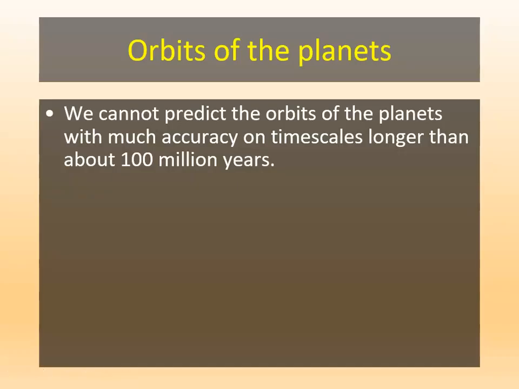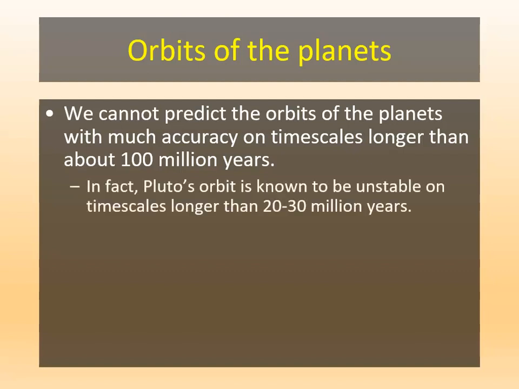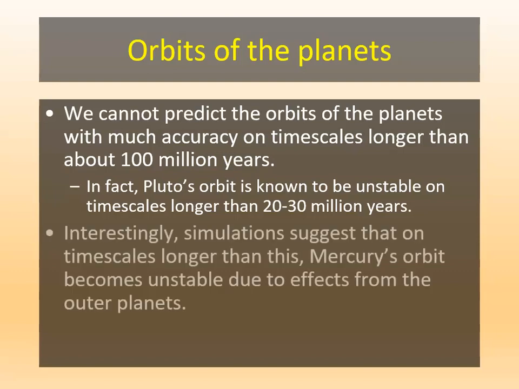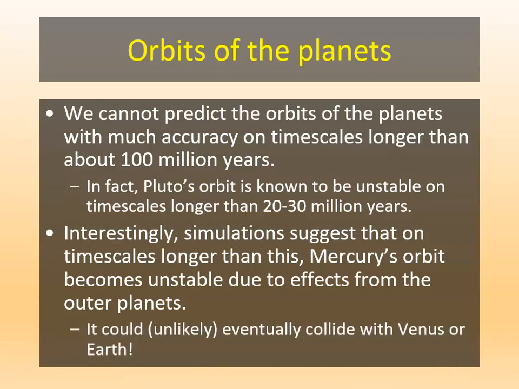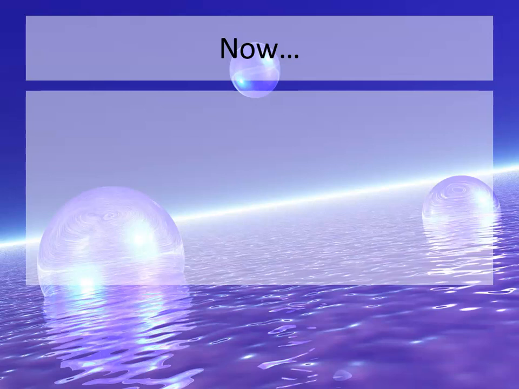Now, it turns out that we can't predict the orbits of the planets with a whole lot of accuracy on timescales all that much longer than about 100 million years. For example, Mercury in particular is a little bit unstable. Pluto, way out there, is actually known to have a chaotic orbit on a timescale on the order of about 20 million years or so. So who knows, maybe in about 30 or 40 million years it could actually collide with Neptune or be scattered into some other place in the outer solar system. And also, Mercury's orbit, as I mentioned, is unstable. In fact, it could end up colliding with Venus or even Earth, though this is a bit unlikely.